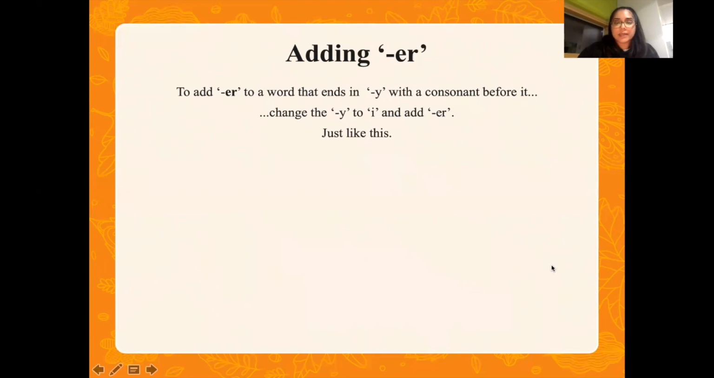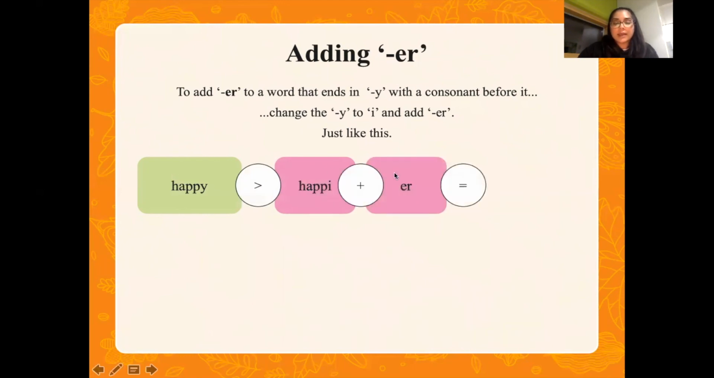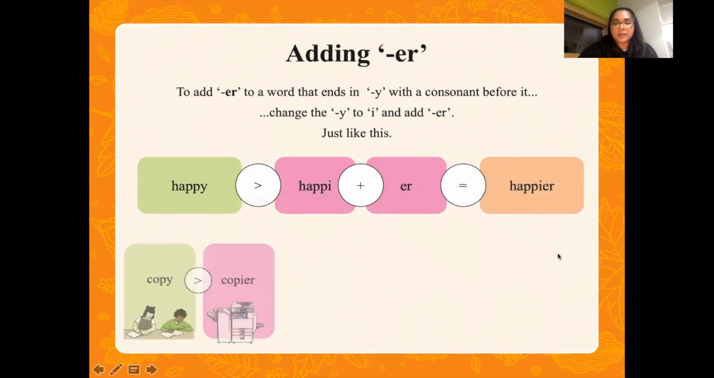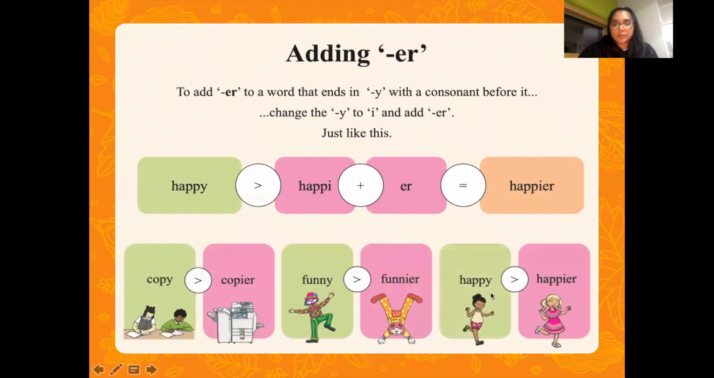Brilliant. Okay, so let's have a look at adding ER. Again, we take off the Y, we replace it with an I and add ER to get our new word. So in this case, happy has now become happier. So the same is for these words here, copy, funny, and happy. Can you please write these words in this format here, where we take off the Y, add the I, add the suffix, and then get our new word.